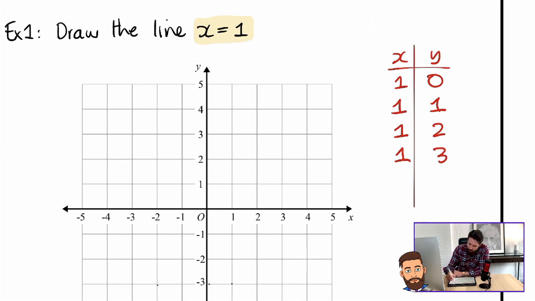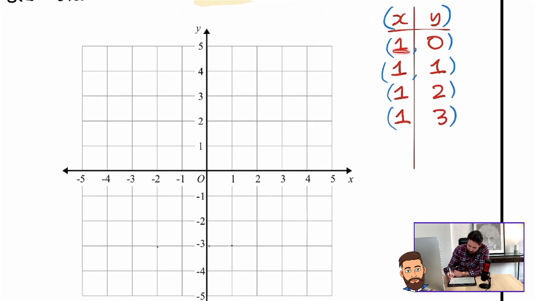So if we plotted these coordinates here, we could say these are coordinates, aren't they? Remember, x, y. If we plotted these, 1, 0, so across 1, up 0, that'd be there. If we plotted 1, 1, across 1, up 1, that'd be there. If we plotted 1, 2, across 1, up 2. 1, 3, across 1, up 3.